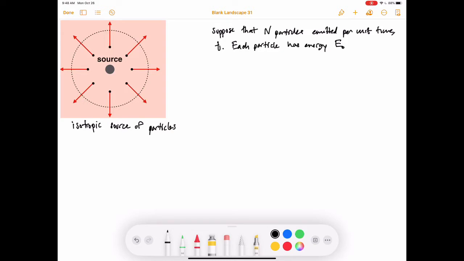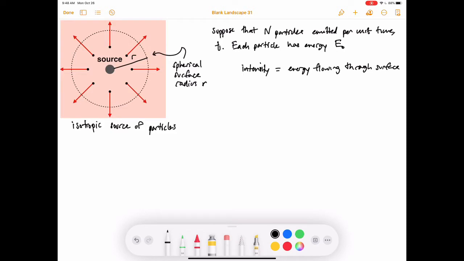Okay, so the next thing we'll do is label this little surface here. This surface is a spherical surface with radius r. So here's the radius of the surface, r. Okay, so what is the intensity then? Remember, the definition of intensity is energy flowing through the surface per unit of time per unit area.